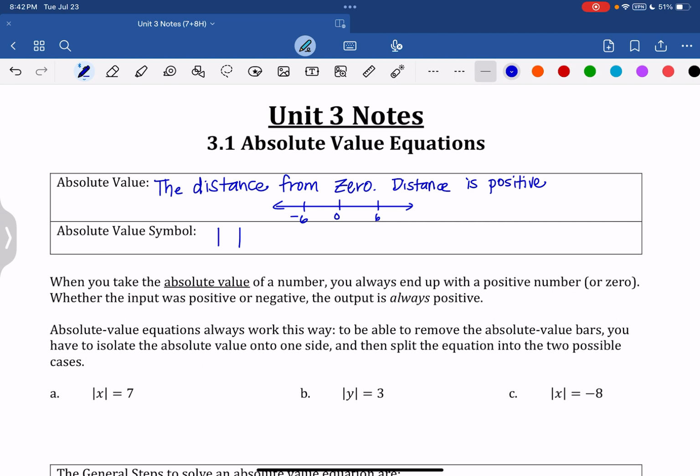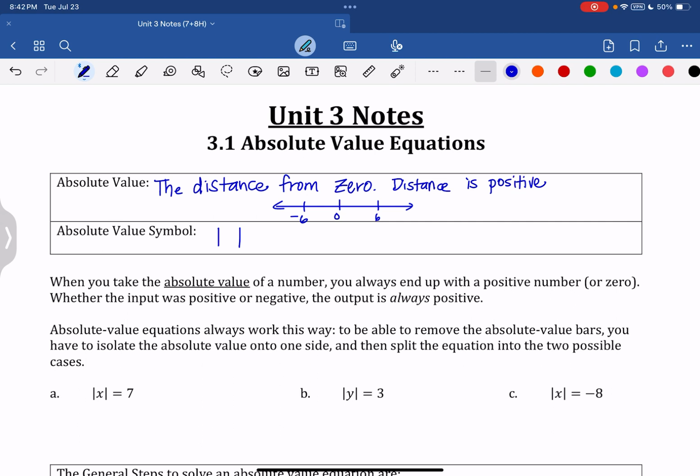So when you take the absolute value of a number, you always end up with a positive number or 0. And whether the input was positive or negative, the output, so your final answer, the last thing you do when you evaluate, you end up with a positive number. And that's important to remember.